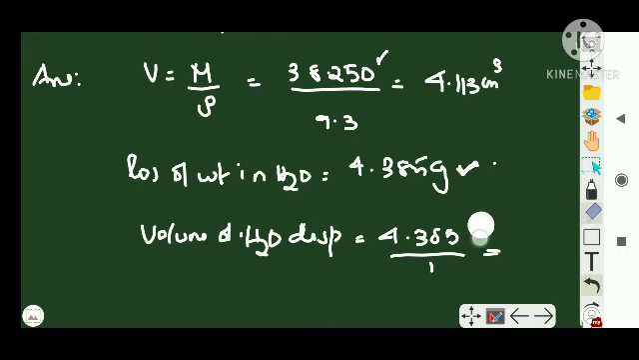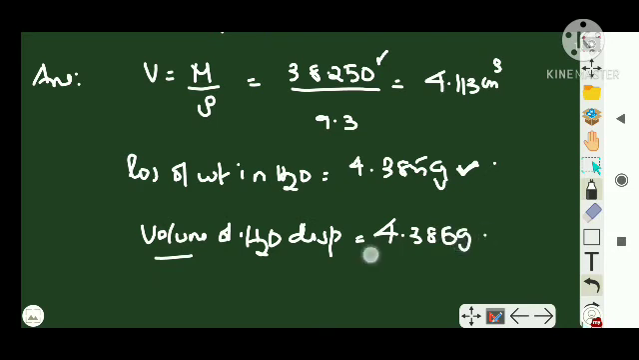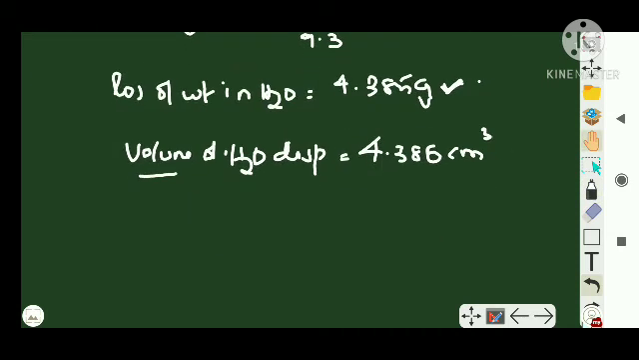If you don't understand, I'm taking it again. So this much gram mass of water has been displaced, right? So the volume is equal to mass by density, and that means 4.385 grams of water has been displaced, divided by the density of water, which is 1 gram per cubic centimeter. So I can just write it down as 4.385 centimeter cube, right? Clear? Now that means this much volume of water is displaced, right?